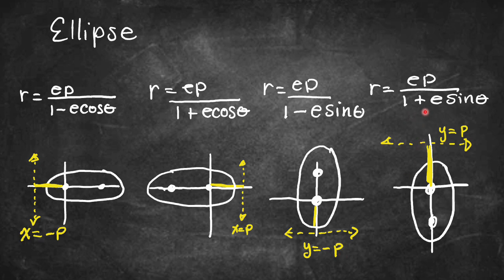And then when we have a positive sine theta, that means that our directrix is going to be above the pole or the origin. And when we draw our second focus point, that's going to be below the origin. And because our directrix is a horizontal line and our distance from the focus to the directrix is P, our directrix will be y is equal to positive P.